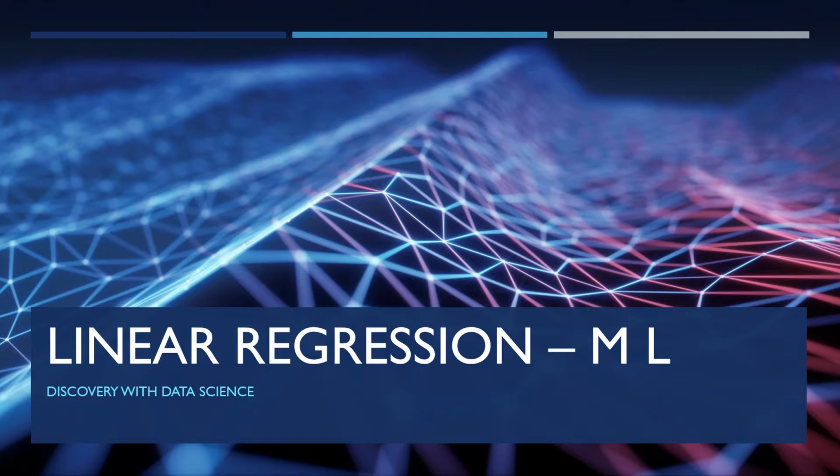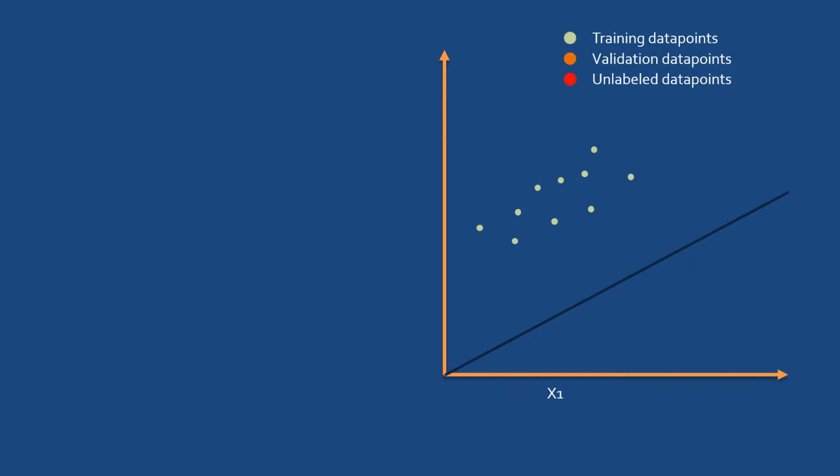Linear regression is a supervised machine learning algorithm mainly used to predict continuous numerical values. The algorithm tries to find a line that can represent all data points available in the training dataset.